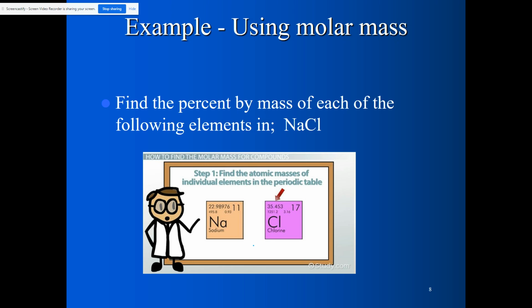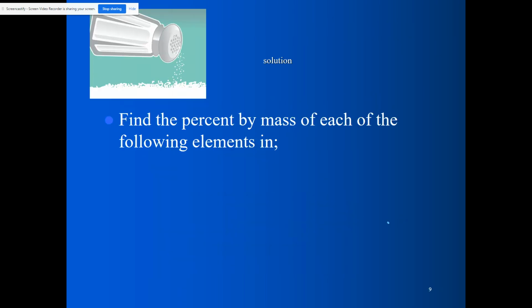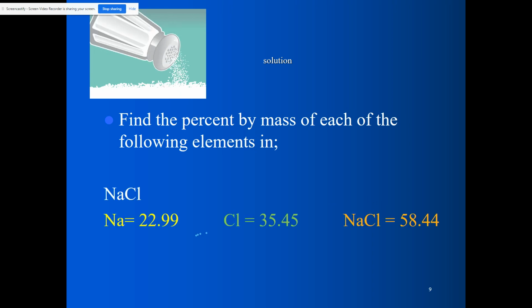Find the percent by mass of each of the following elements in NaCl, which is table salt. Well, we need to have the mass of each of those elements, and then we need to add them together. We get to the total mass, and then we can do it. Here is the solution. I'm looking on my periodic table. Sodium has a mass of 22.99. Chlorine has 35.45 for its molar mass. If I add those two numbers together, I get a total of 58.44.